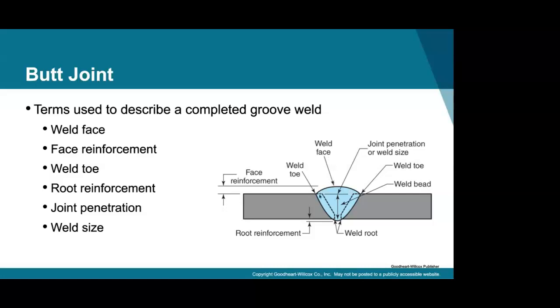The contour of our weld bead is our weld face, from toe to toe. And the distance from the top of the base metal to the top of our weld face would be our weld reinforcement. The whole distance overall from our weld face to our weld root is called our joint penetration. I know this is a lot of information on the last two slides, but again, just take it from inside out when you're looking at the terms for a completed groove weld.